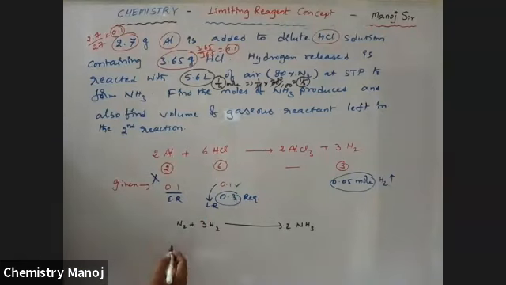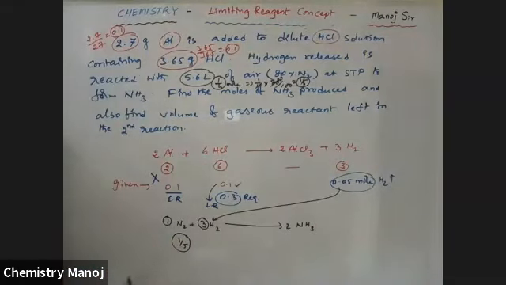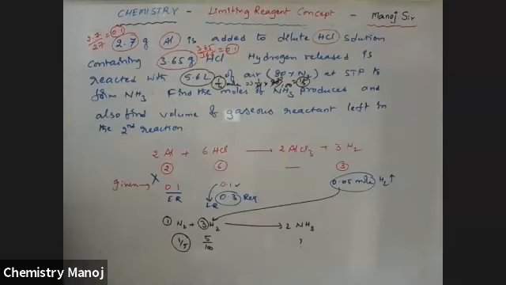Therefore, as per knowledge, 1 mole nitrogen reacts with 3 moles hydrogen. Here, how much nitrogen is taken? 1 by 5 mole nitrogen is taken. How much hydrogen is liberated? This much hydrogen, that is 5 by 100 moles, is reacted. Now, how much ammonia is formed?